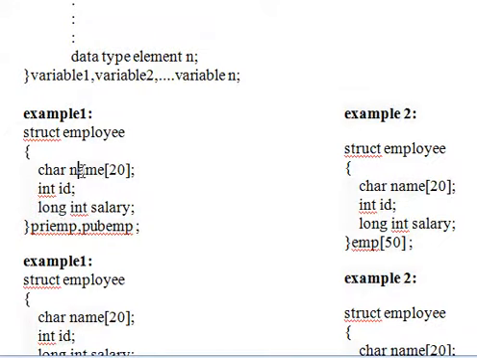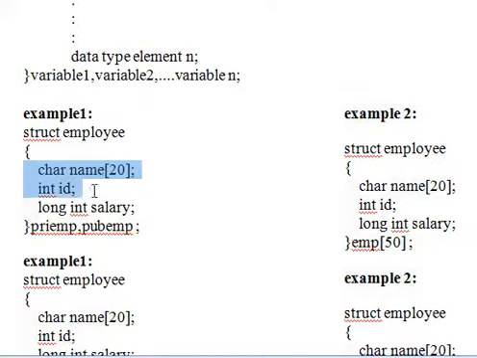So char name to store the name of employee, int id to store the employee id, long int salary to store the salary. So in employee details we have to maintain these three: name, id and salary. So I am declaring these three as structure members. Next, structure variables. PRIEMP means private employee, PUBEMP means public employee. So I have to maintain all these details for private employee, at the same time for public employee. So I am giving private employee and public employee as structure variables.